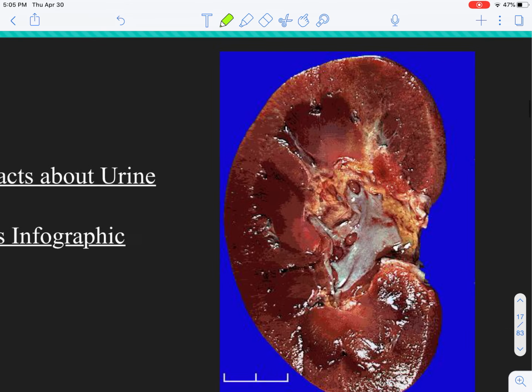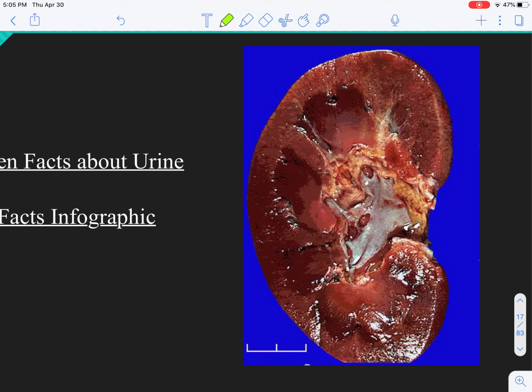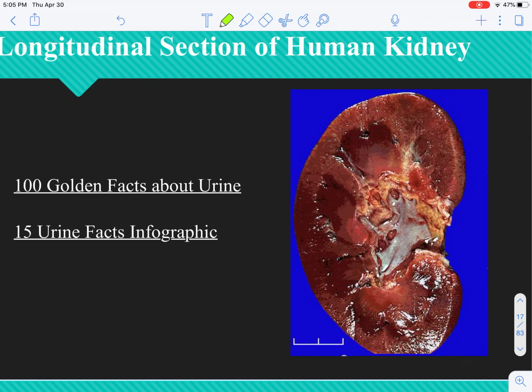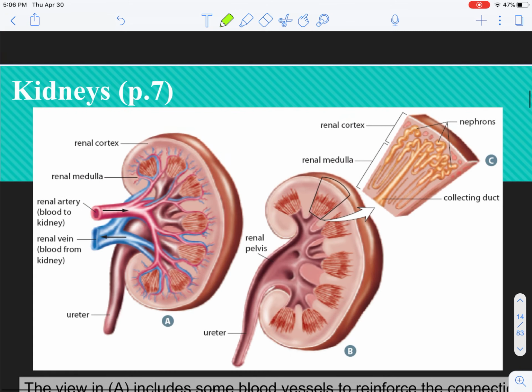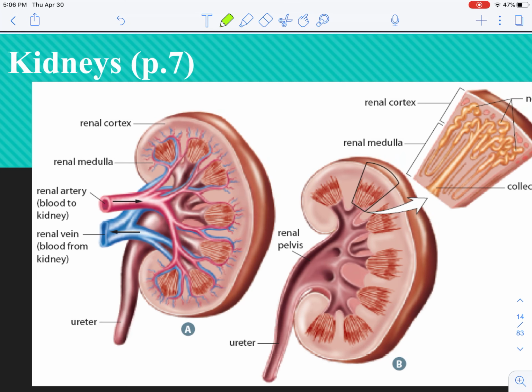Now, looking at the kidney, we would like to see what the cross-section of the kidney would look like. In actual fact, it looks like this. And so what we're going to do is highlight what the main structures and parts are. And I'll tell you first that there is a thin capsule around the kidney.